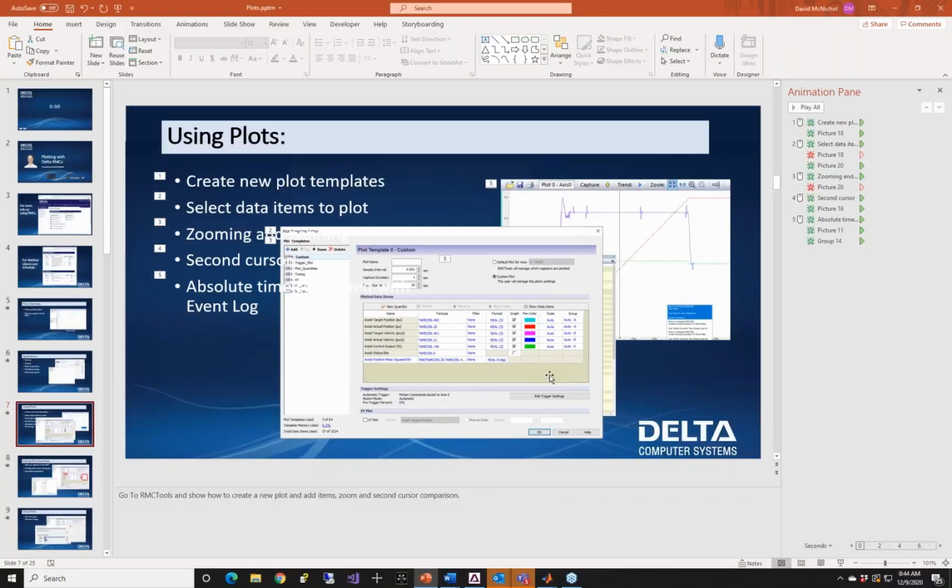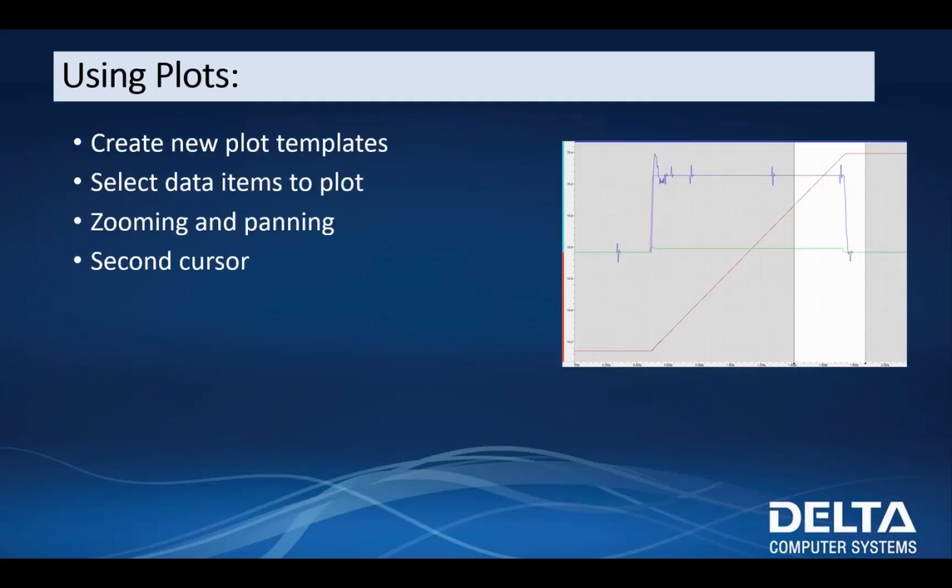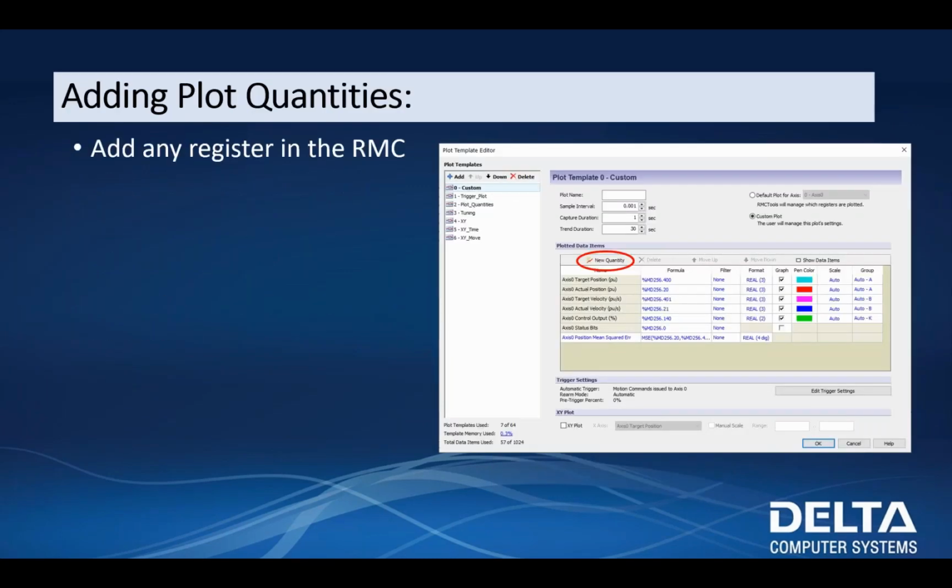Okay, let's jump back to our slideshow here. Now, we can add any register in the RMC to a plot. What we saw before, we were adding some more basic registers. We were adding axis 0 and axis 1, target and actual position, but it doesn't just have to be like that. Maybe we want to add something like a variable or a calculation.